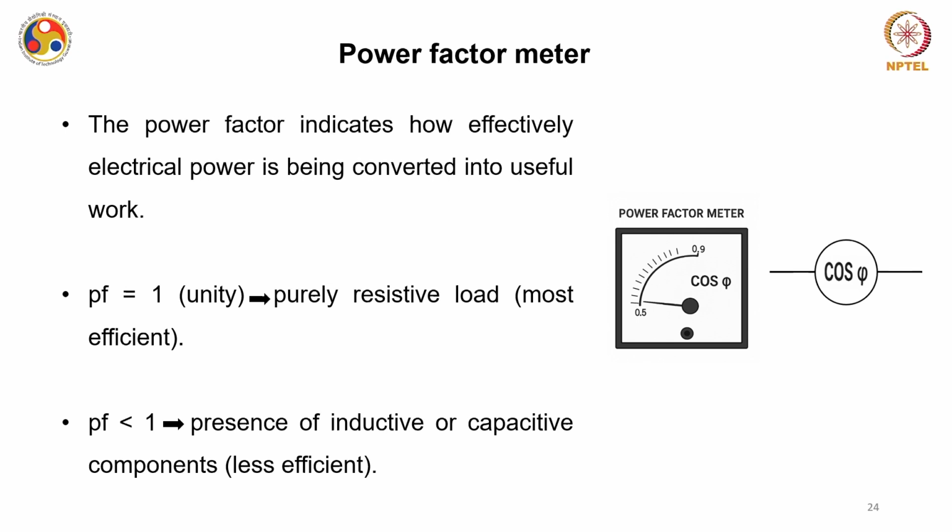So, if the power factor is 1, it means that it is a purely resistive load and it is most efficient, while if it is less than 1, it means that there is a presence of inductive or capacitive components, and it makes it less efficient.